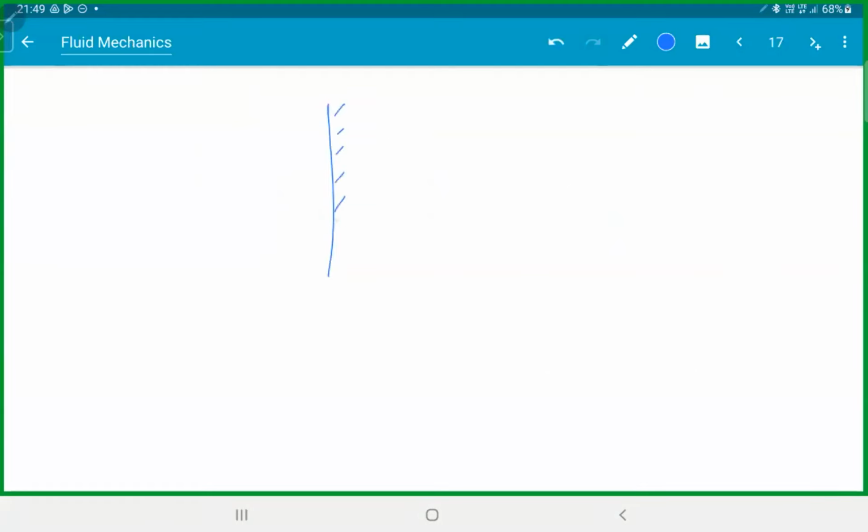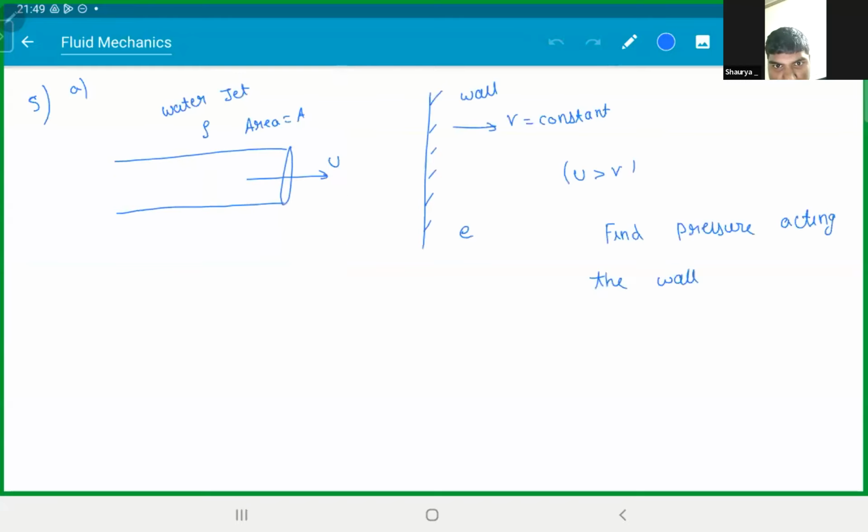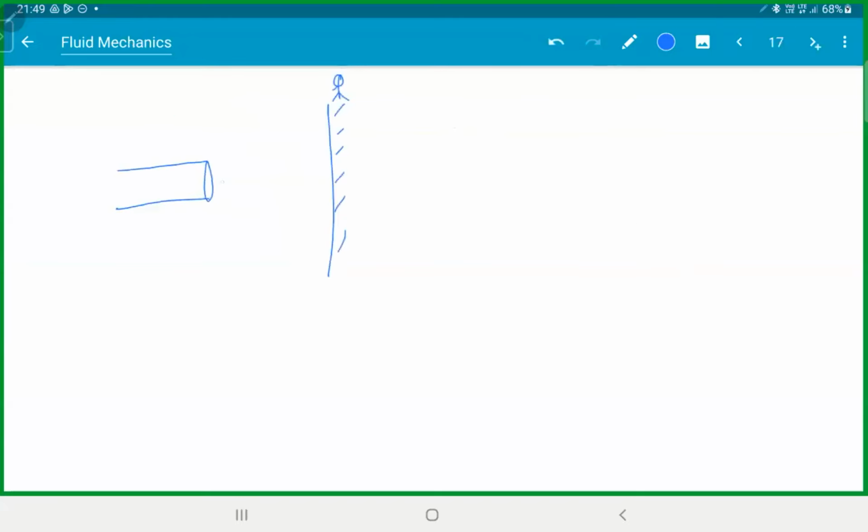So if you keep the observer on the wall, what will you think about the water jet? U, what is the minus speed of the water jet now? U minus V, relative velocity. So if the water jet goes with U minus V and hits the wall, it will bounce back with what velocity? E times U minus V now. Everyone agrees? If you hit a wall with speed U, you'll come back with E into U minus V. So what is the change in momentum?